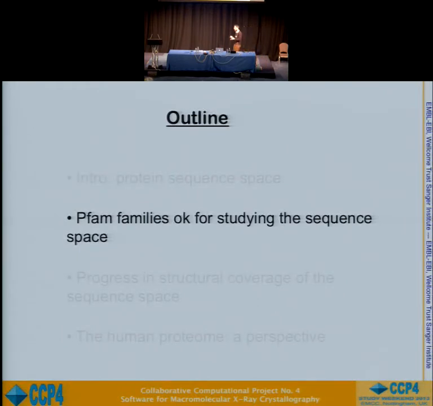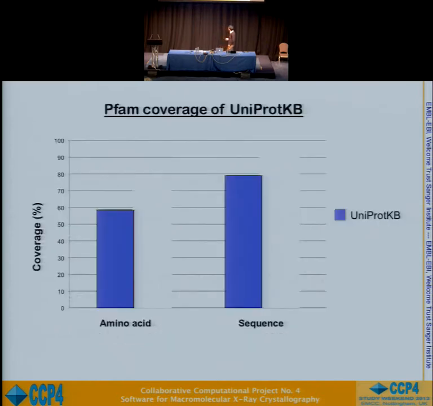So looking at structural coverage of Pfam families can give us some indication of how far we are in covering UniProt. This is coverage of UniProt by Pfam families. On the left side, there's amino acid coverage. This 60% means that almost 60% of UniProt amino acids are falling into a domain that is found in a Pfam family. Okay? The sequence one means that almost 80% of the sequences in UniProtKB have at least one Pfam assignment. That can be one domain or maybe sometimes a shorter motif.